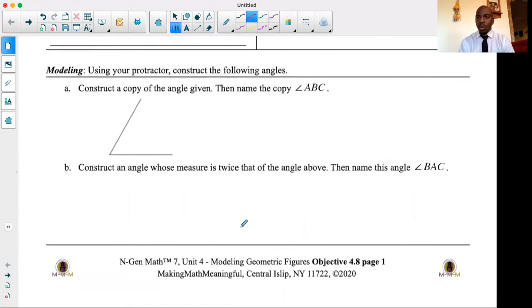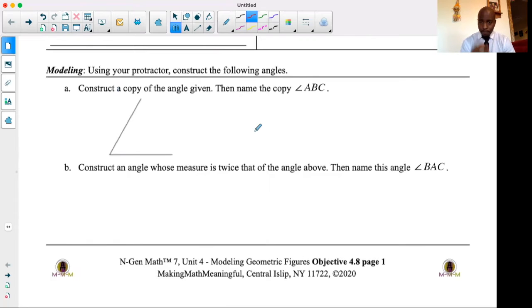So what is that? What am I asking you? I'm not asking you to put A, B, C here and tell me that this is angle ABC. That's not what I'm asking you. I'm asking you to construct a copy. I want the exact same angle over here, okay? So that being the case, how do we do this? Mr. Rivers, how do I do this?